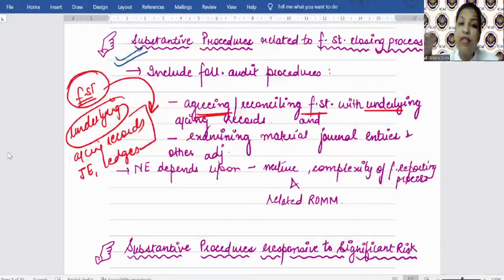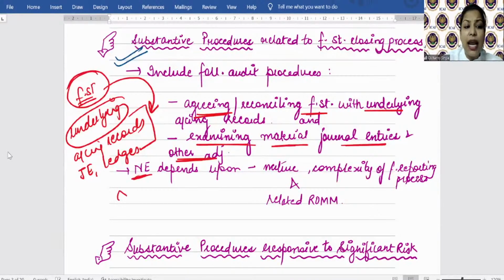But more specifically to financial statement closing process, what will auditor see? First of all, he'll see कि जो financial statements बने हैं, वो based on the ledgers, based on the assertions that he has checked. उसी के basis पे बने हैं ना. Secondly, he'll examine the material general entries and any other adjustment. है ना, कोई material general entries हैं या any other adjustment, auditor will consider that.